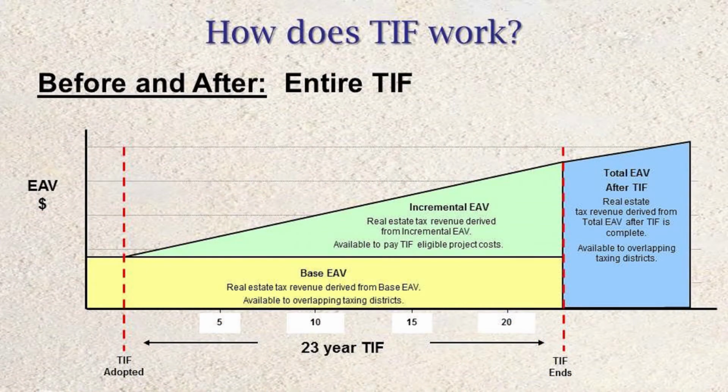This graph kind of depicts the life cycle of a TIF. The yellow box at the bottom is the base EAV that is established, the frozen base, that stays for the 23-year life of the TIF. The green triangle above that is the incremental EAV, the incremental revenues that are generated, and then at the end of the TIF, the red dotted line at the right, is where that increased value gets turned over to all of the other taxing districts to put as part of their tax base, and hopefully, as the chart depicts, the EAV will continue to move in an upward direction over time.